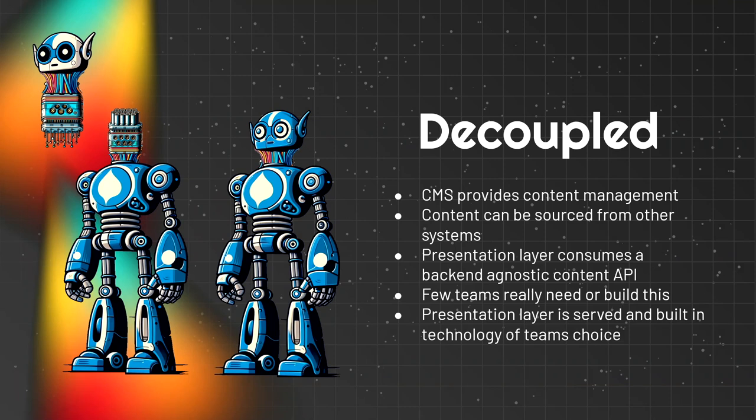Oh yeah, and then because we're decoupling, you get to choose the technology of your team's choice, right? So if you have React developers, Vue developers, Next developers, whatever have you, Svelte developers, it's really easy to build the front end in the technology that your team knows or wants to learn instead of being stuck with Twig, which most front end developers don't really like.